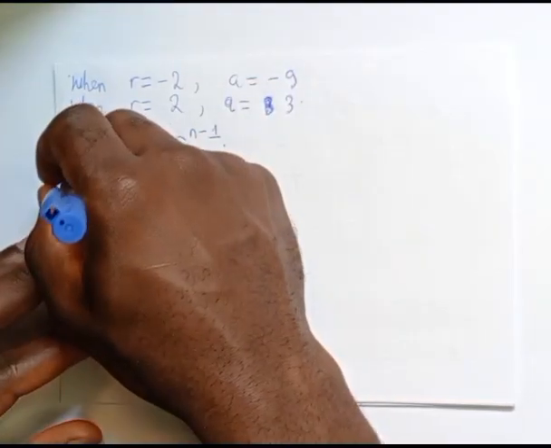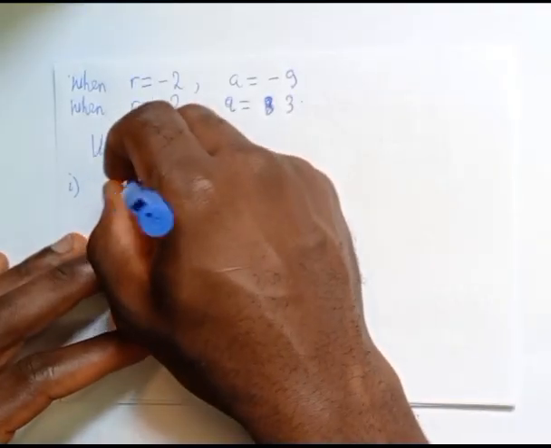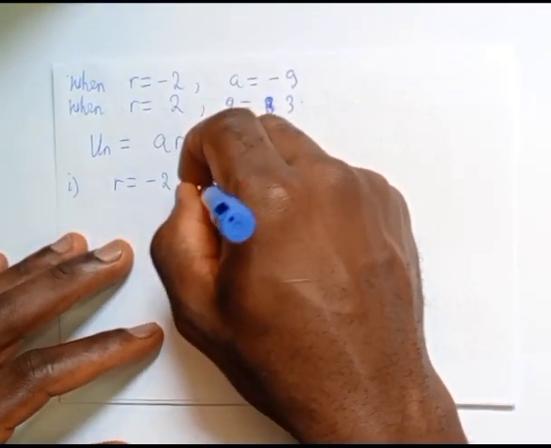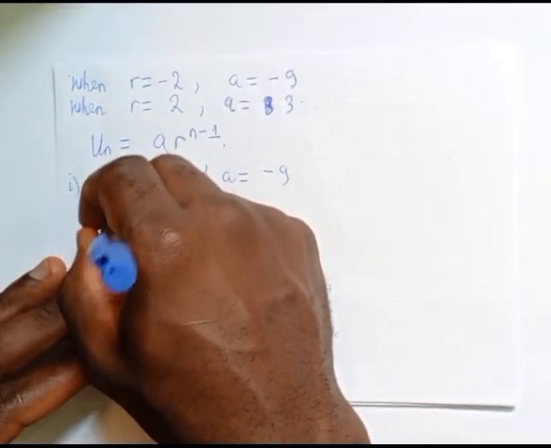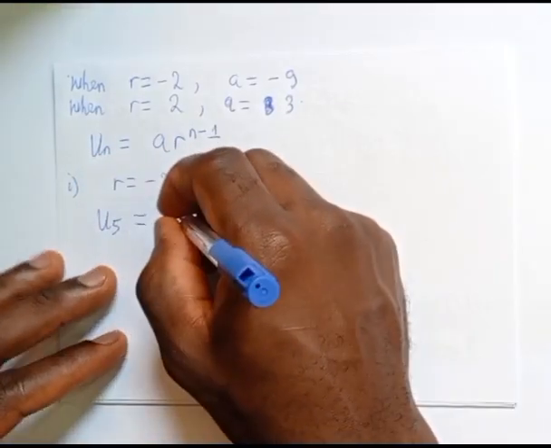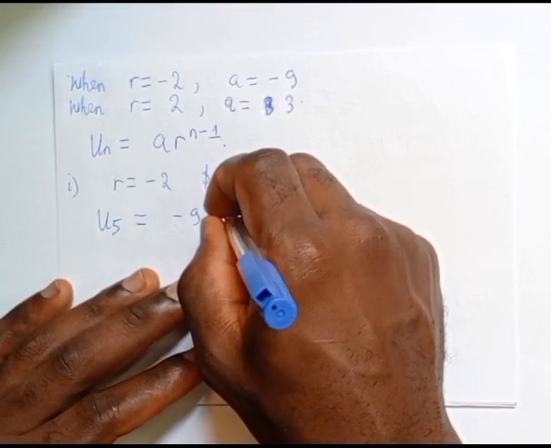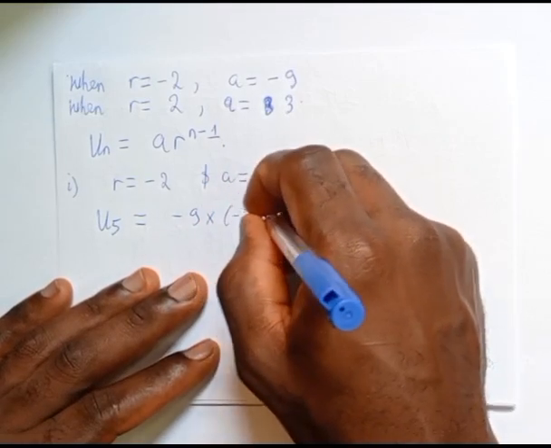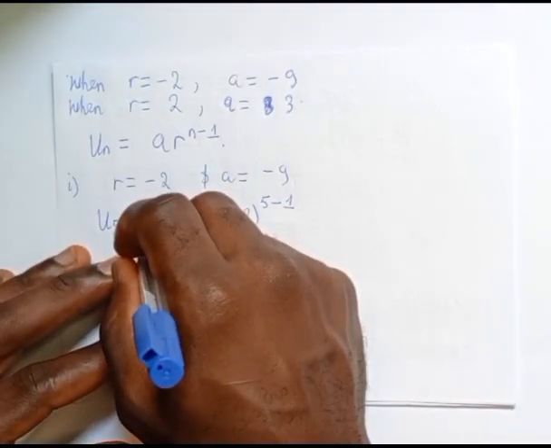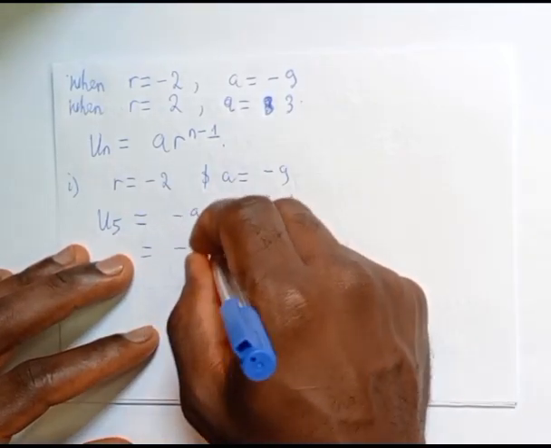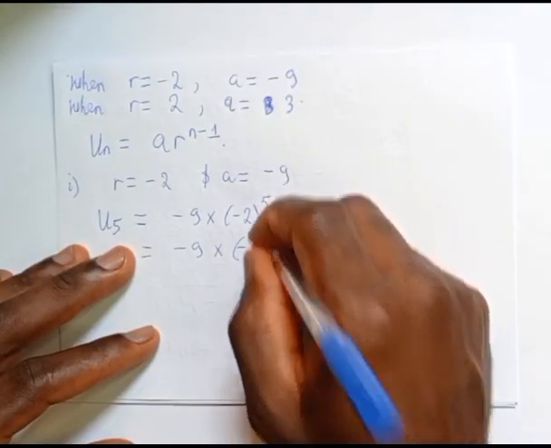So we take the first one, 1, so r equal to negative 2 and a equal to negative 9. The fifth term, u5, will be equal to a, which is negative 9, times r, which is negative 2, raised to the power 5 minus 1. This will simply be equal to negative 9 times negative 2 raised to the power 5 minus 1 gives us 4.